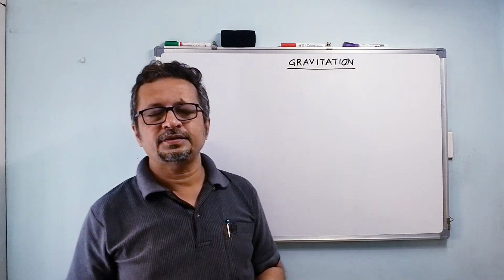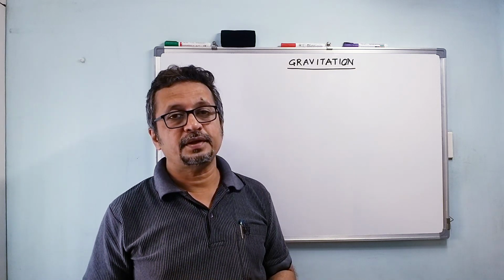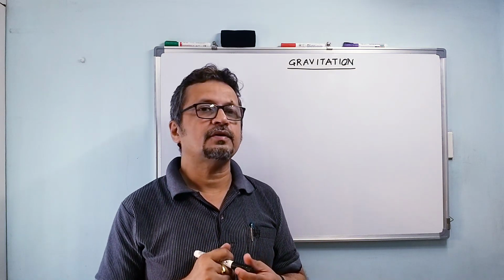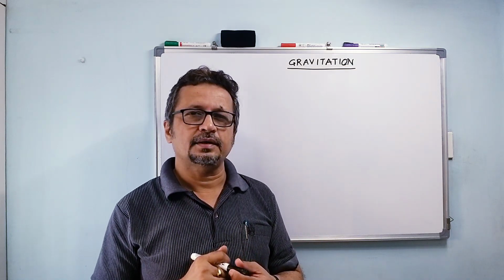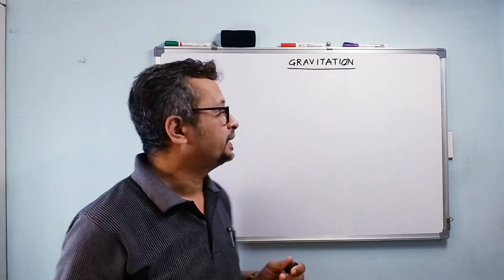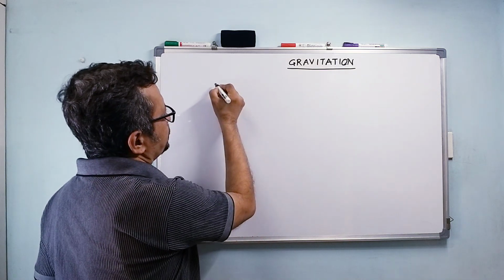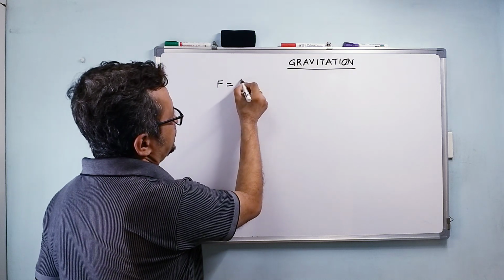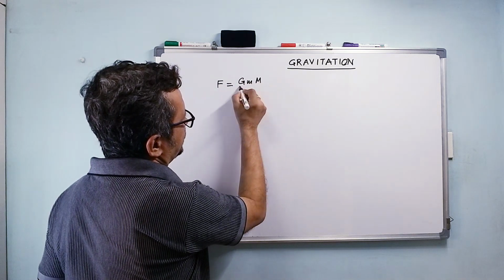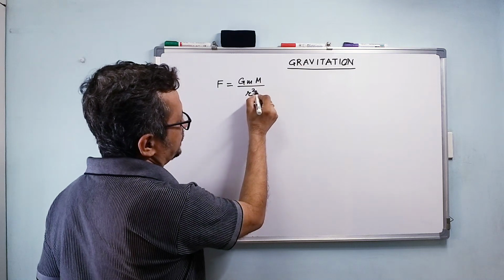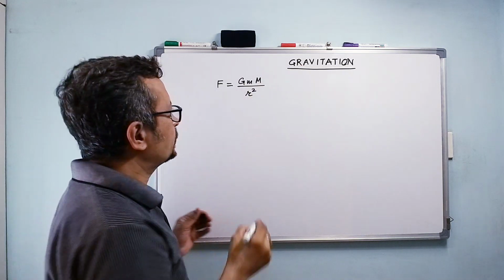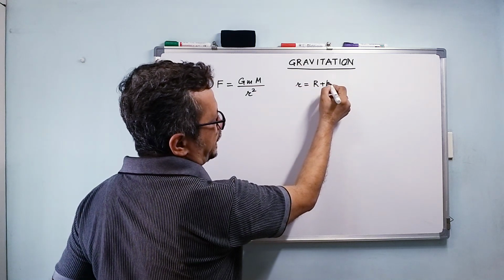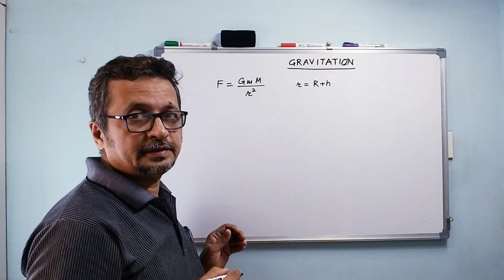Hello guys, in this video we are going to find out the time period of rotation. We will establish a relation between the time period of rotation of a satellite and the radius of orbit. Now we have the force of gravitation, that is GMm upon r square. That is what we know. And this r is nothing but the radius of earth plus the height at which the satellite is orbiting.